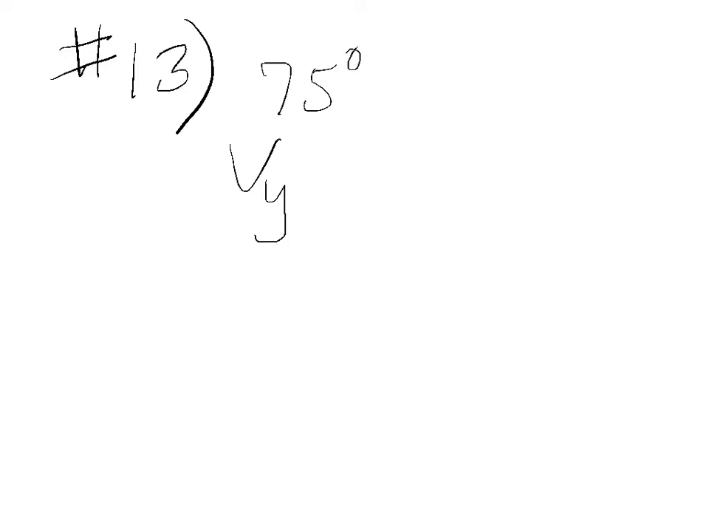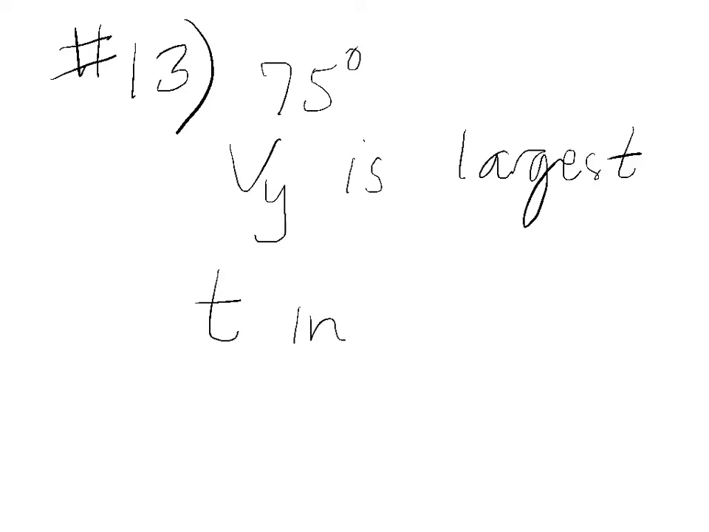For example, on your review sheet for number 13, when it says which of the projectiles will have the longest hang time, that means which one will be in the air the longest, and it would be the one with the largest angle. So for number 13, the answer is 75 degrees because the Vy is the largest out of the numbers on that chart, which means that your time in the air is going to be the largest number for that as well.